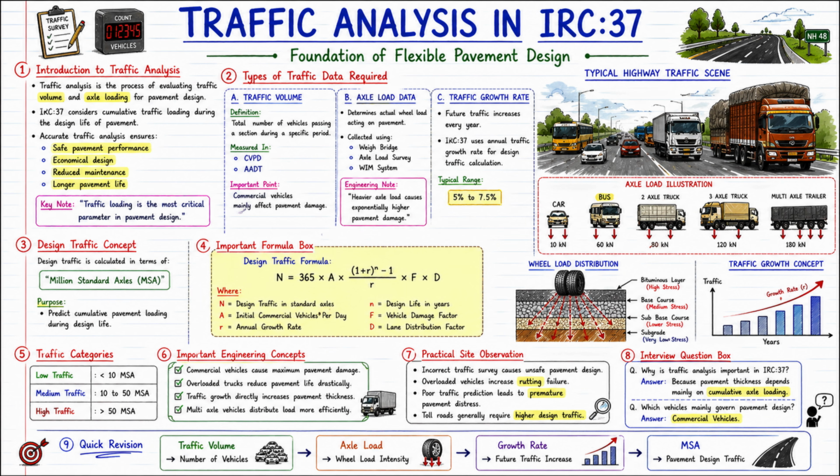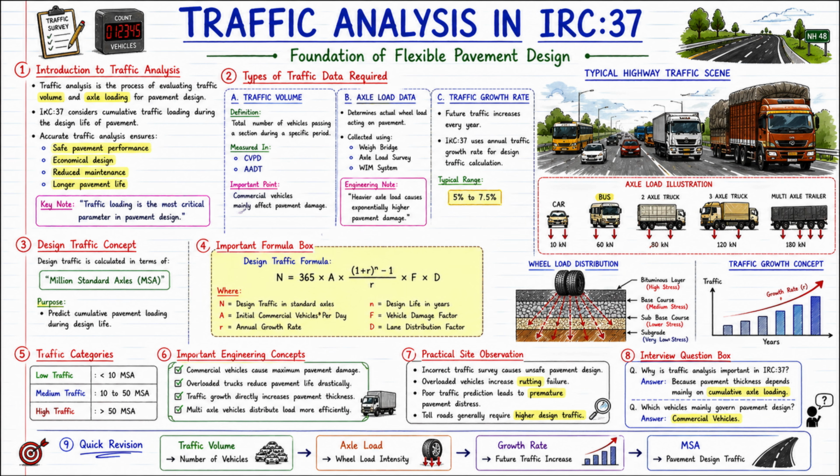The more axle load, the more pavement damage. See the wheel load distribution diagram below. The highest stress is above, and as we go down, the stress is decreasing. This is the load distribution mechanism of flexible pavement. Now look at the traffic growth concept graph. Traffic is gradually increasing, and this is why future traffic forecasting is critical in pavement design.